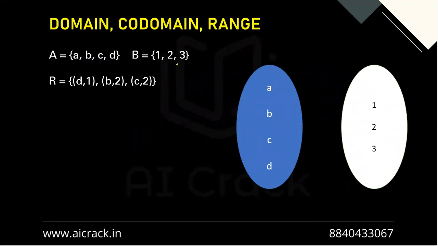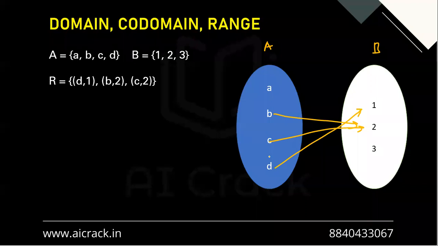Now let's talk about domain, codomain, and range. We've got this as set A, this is set B, and let's say we have defined this relation: (B, 1), (B, 2), and (C, 2). All right. Now we see that there is no mapping for A and 3, right? But we have to mention all these when we are drawing the arrow diagram. We have to mention all the elements which are present in set A and set B.